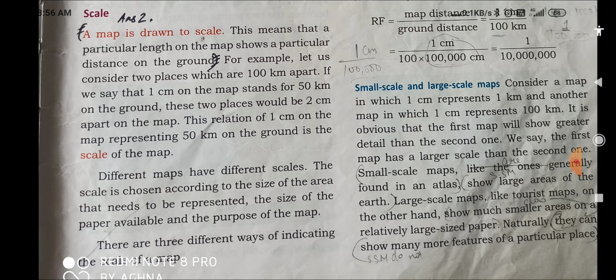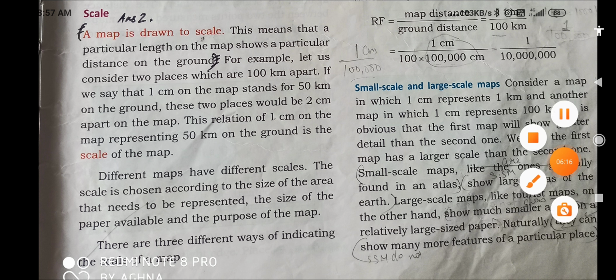One more thing is that small scale maps are found in an atlas book. They show large areas of the earth. Then a large scale map is used by tourists. Usually tourists take large scale maps, and they show much smaller areas on a relatively large size paper. Naturally, small scale maps do not show more features of a particular place, but large scale maps show more features of a particular place.